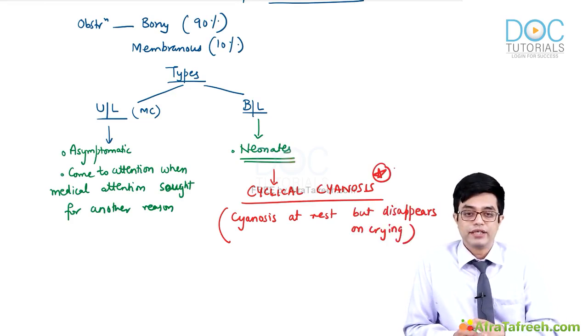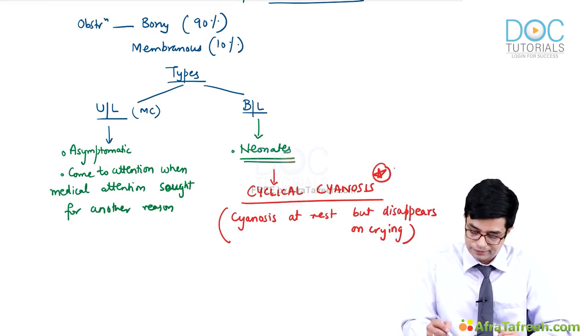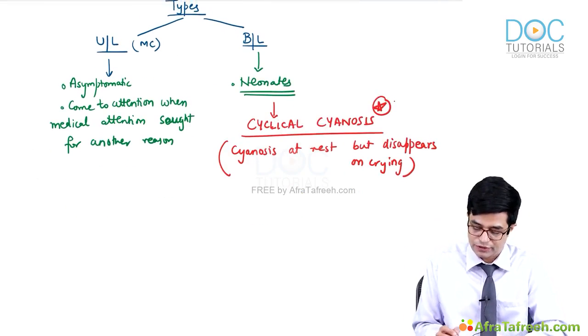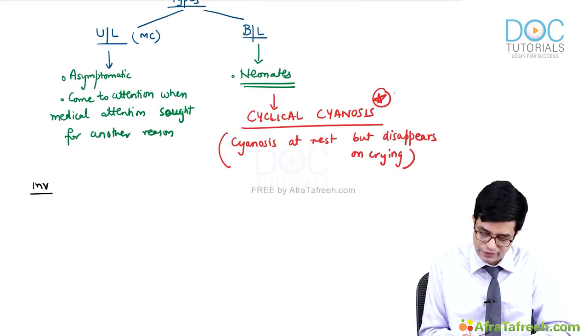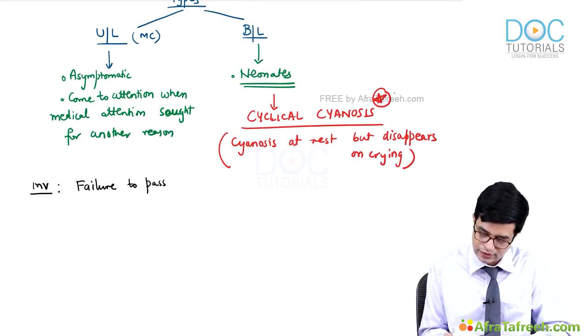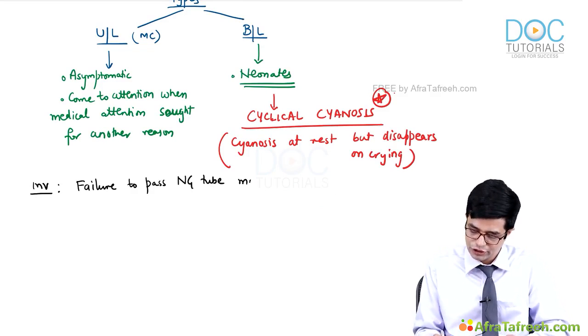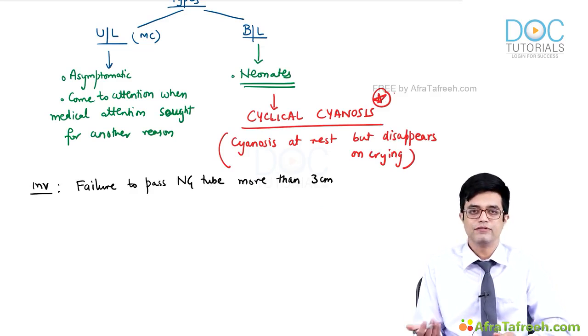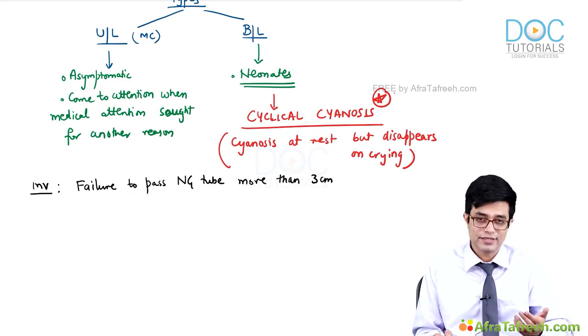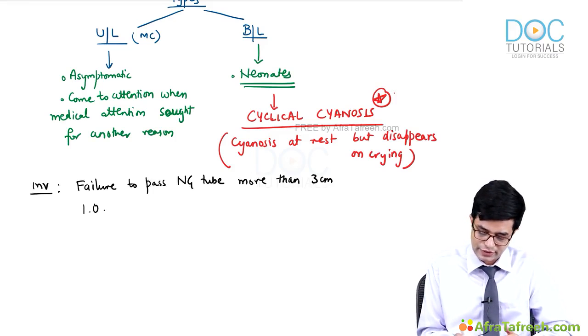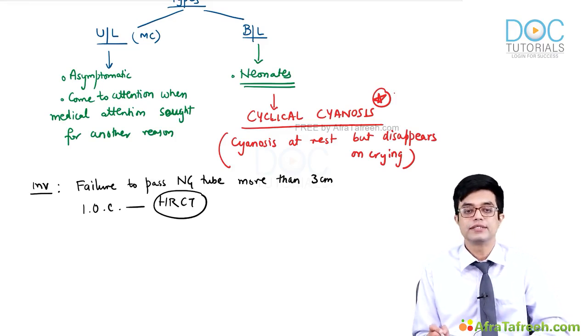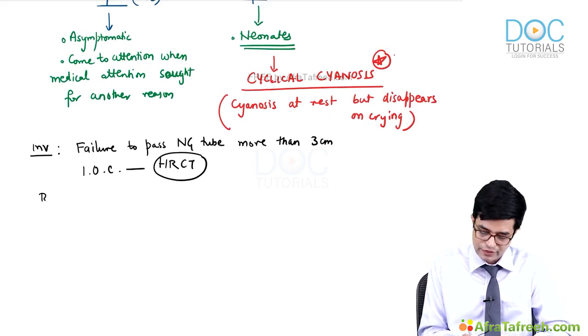Now, how would you identify that this is choanal atresia if there is a clinical suspicion? Clinically, when you investigate, there will be failure to pass a nasogastric tube. You try to pass a nasogastric tube, and there will be failure to pass it more than 3 centimeters into the pharynx. So this indicates it, but the investigation of choice is always HRCT, high resolution CT scan, as mentioned in Nelson 21st edition. What is the treatment?